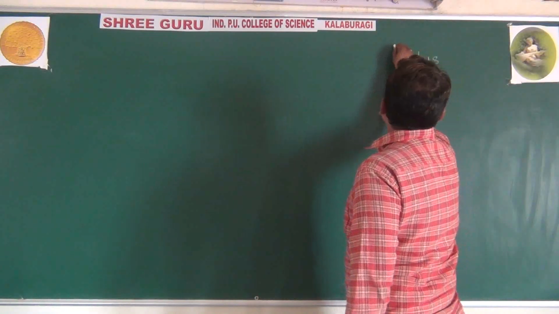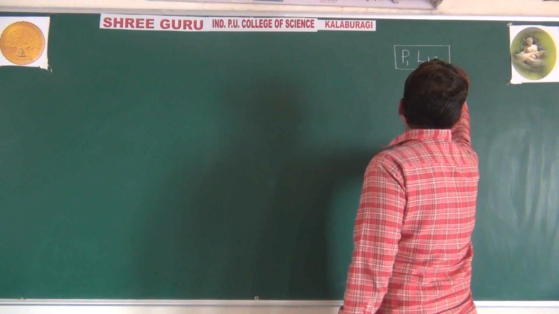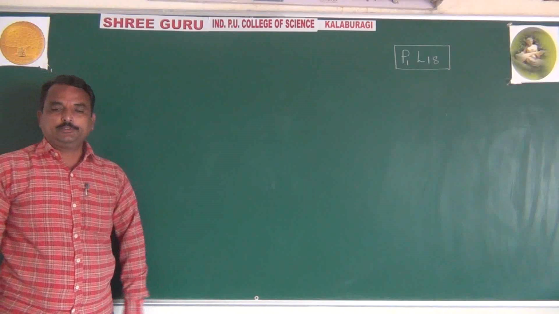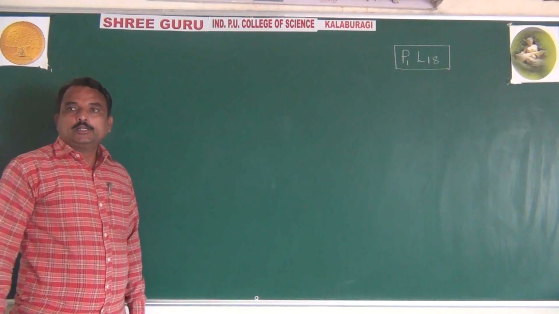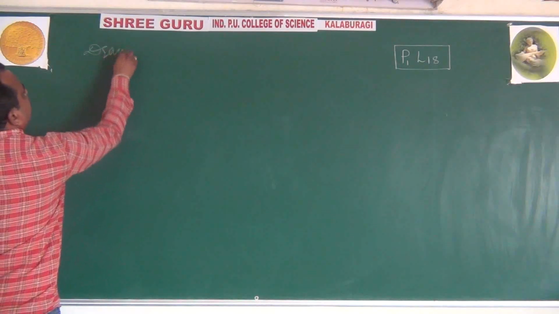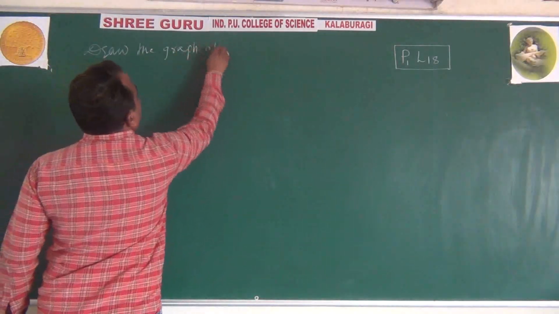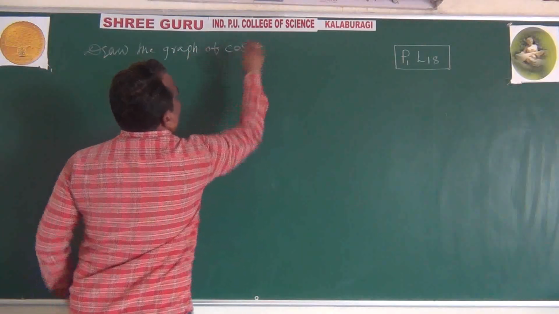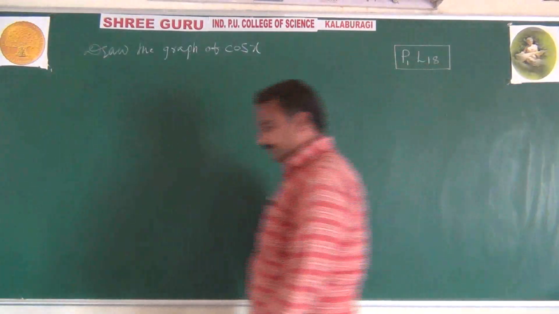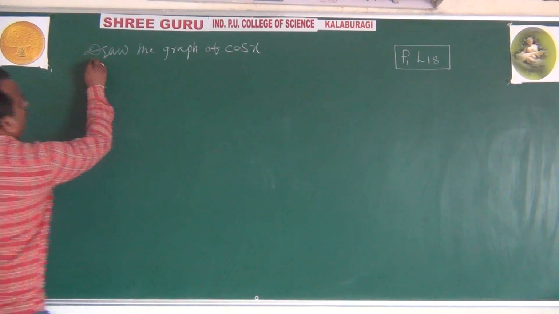Class 18. Students, in the last class we discussed the graphs of the trigonometric functions, the graph of sin x. Now let us go for the graph of cos x. Draw the graph of cos x. Here we are not writing the domain and range, that is understood. So let us draw the graph of cos x.